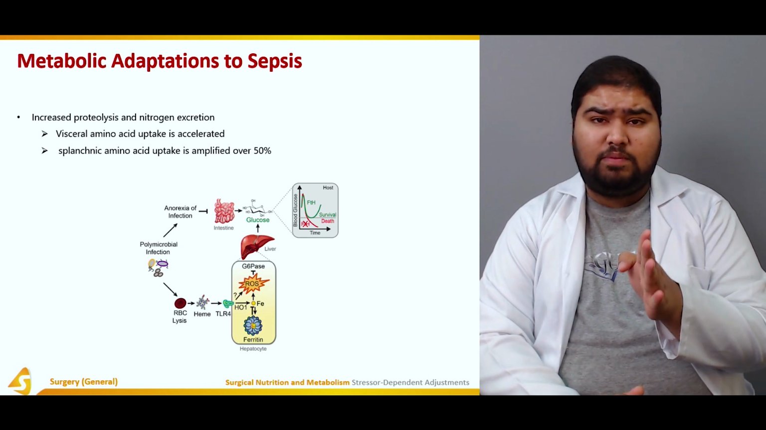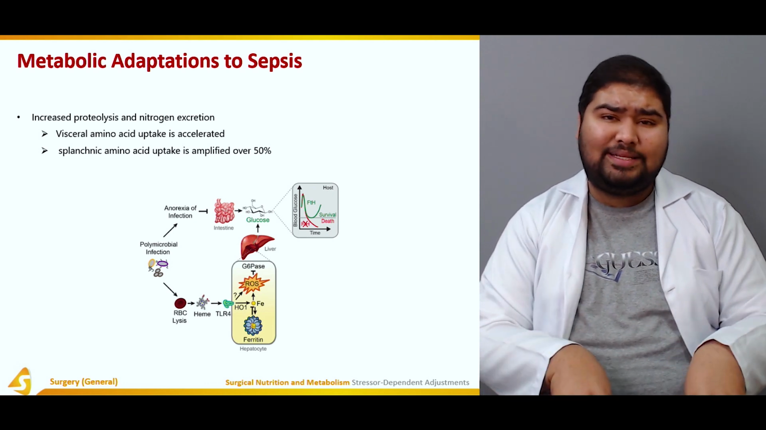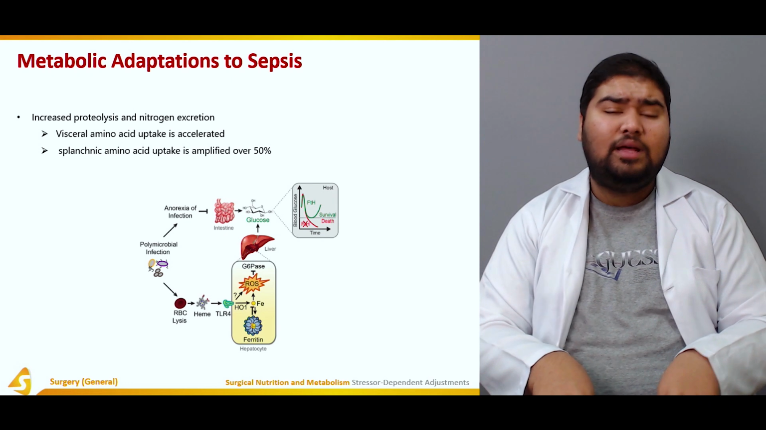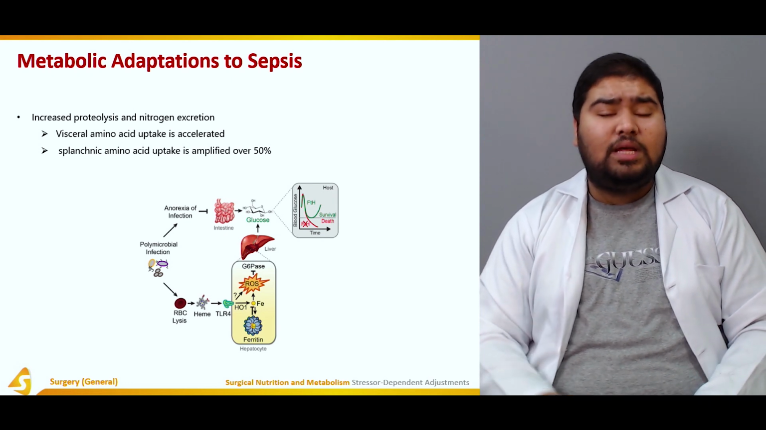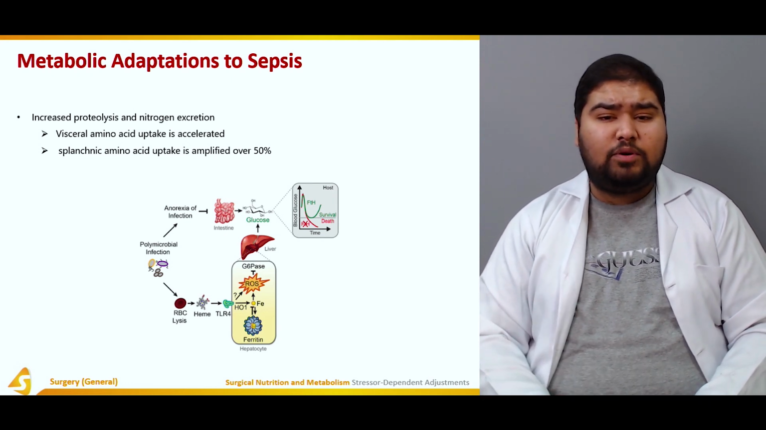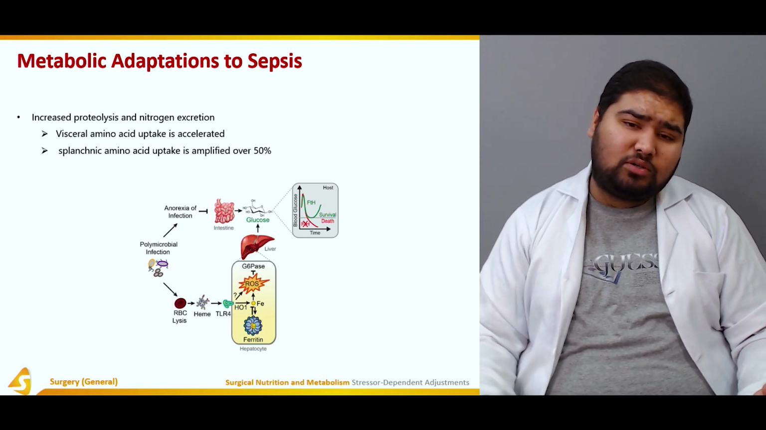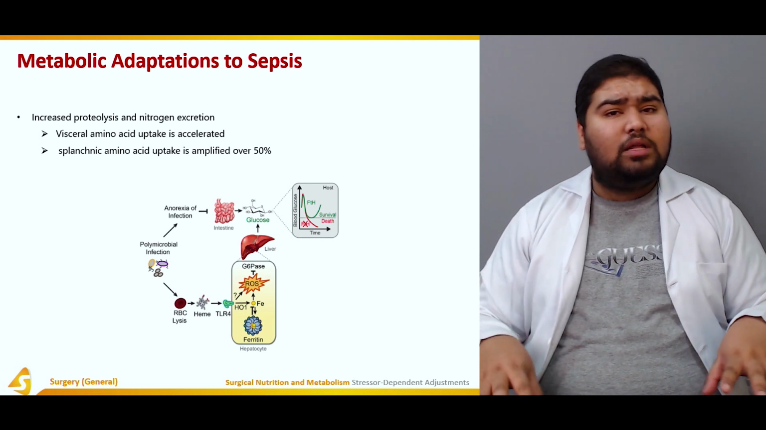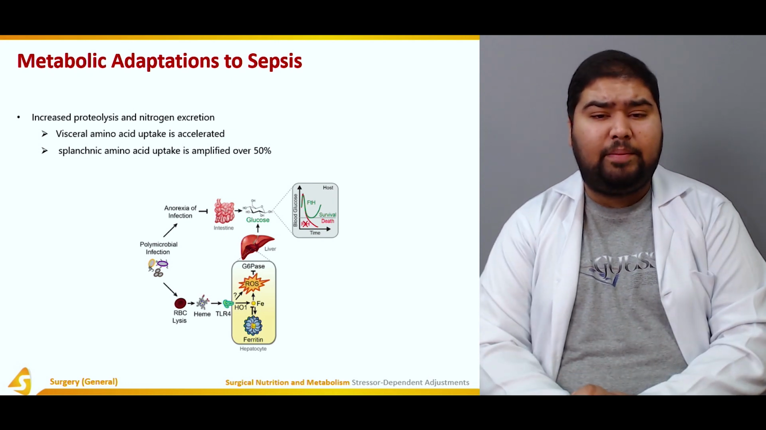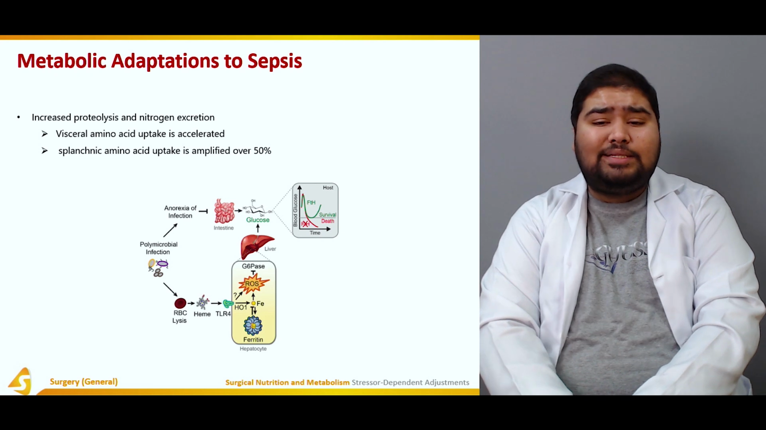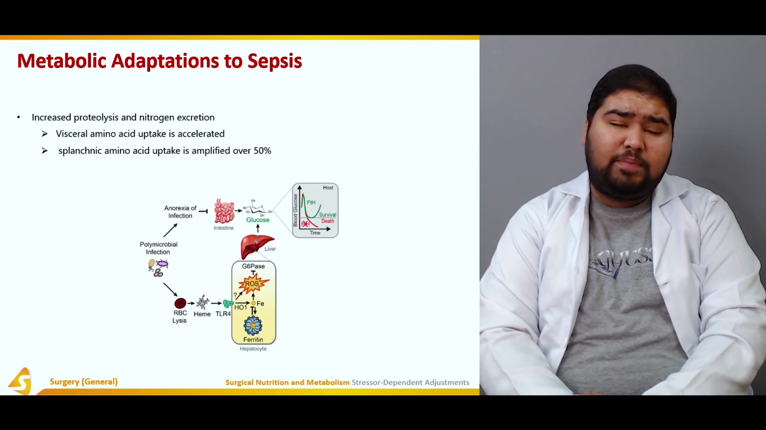We've talked about it before. The body needs energy. From where does it get energy? The lipids and the proteins. Now, there's increased breakdown of the proteins and there's nitrogen excretion. The visceral amino uptake is also increased. So the viscera tend to take up amino acids. The splanchnic amino acid uptake is amplified over 50%.